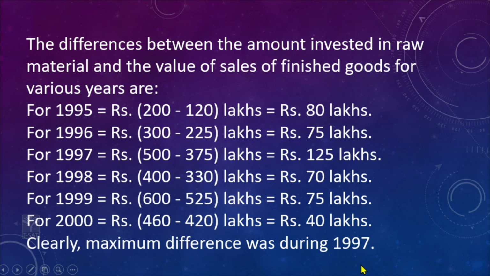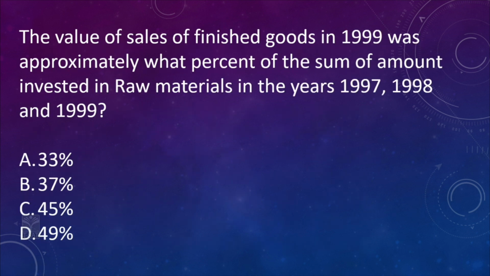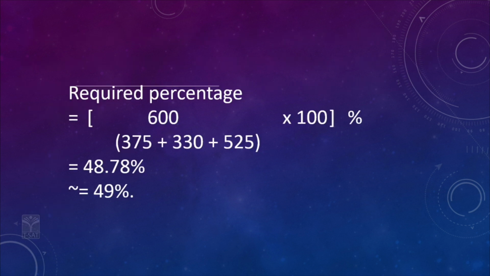Clear? Okay. Now, we will see one more question. The value of sales of finished goods in 1999 was approximately what percent of the sum of amount invested in raw material in the years 1997, 1998 and 1999? So, understand this question. You have to calculate the percentage.